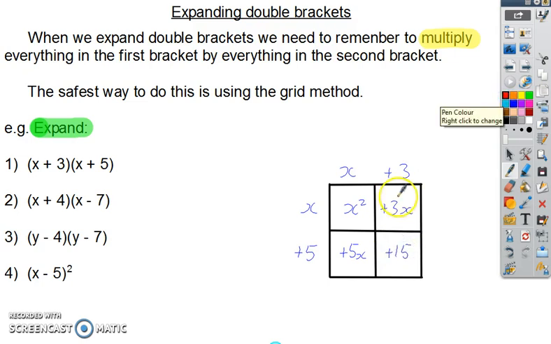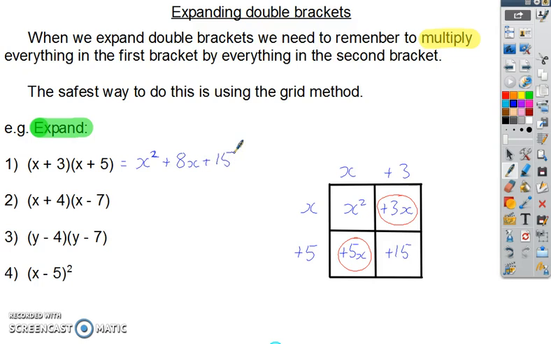Now we've already noticed we've got a plus 3x and a plus 5x. When we come to write this whole expression out, we've got to write out all four parts that we've multiplied together, but we've got to put them in order. We're going to start off with the x squared, another way of saying that is that our leading term is x squared. If we put our x's together, we've got plus 3x and plus 5x, that's plus 8x. We finish off with our normal numbers, plus 15 on the end.